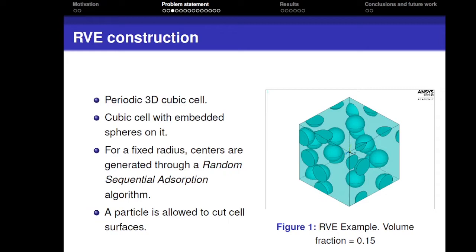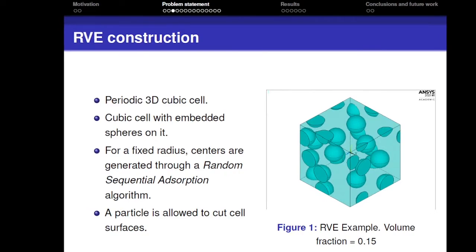In order to form this model, for a fixed radius, centers are generated through a random sequential absorption algorithm. It is important to note that a particle is allowed to cut cell surfaces, and that when it happens, symmetric particles are generated in order to preserve periodicity. Take notice, for example, of this particle in the bottom and this one in the top of the cubic cell.